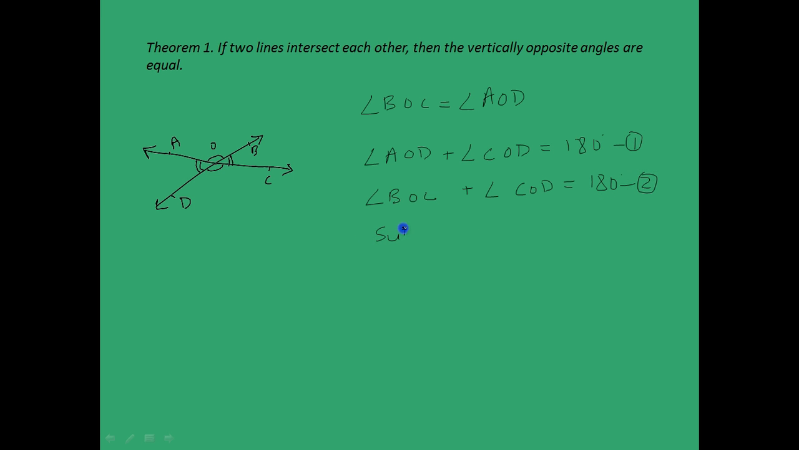Now if we subtract 1 from 2, we get angle AOD minus angle BOC is equal to 0. This implies angle AOD is equal to angle BOC, which is what we had started off to prove. Keep in mind that we can prove the equality of AOB and DOC in a similar fashion by considering AC and BD.